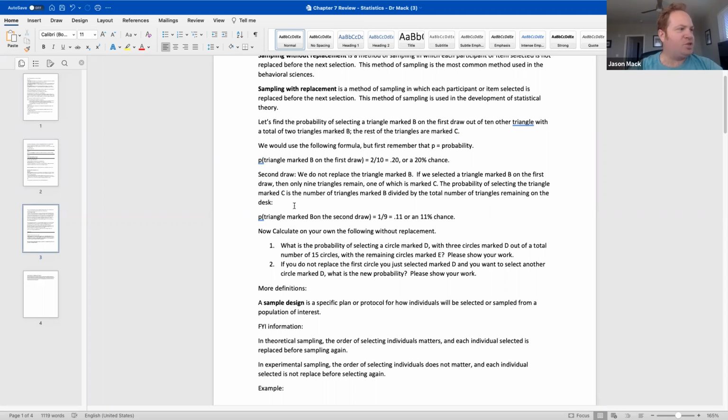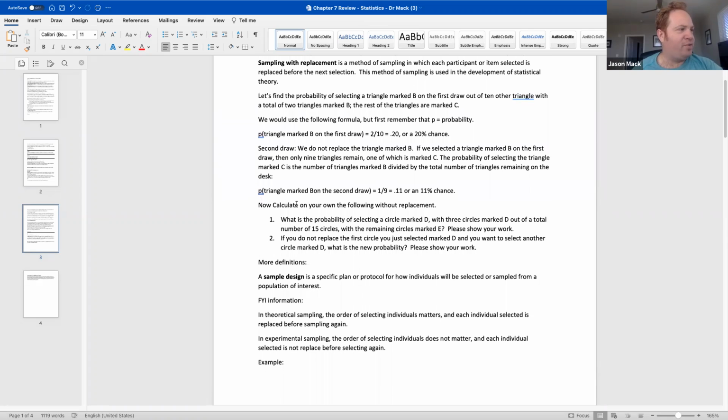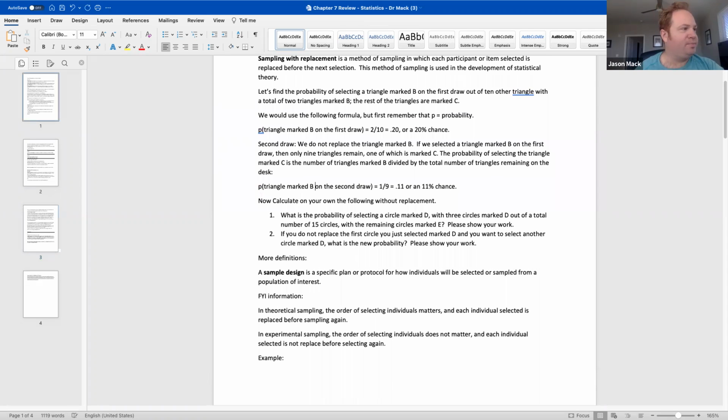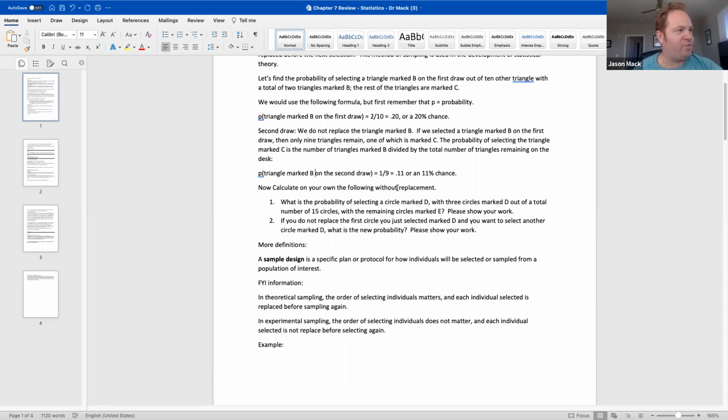we do not replace the triangle marked B. If we selected the triangle marked B on the first draw, then only 9 triangles remain, one of which is marked B. The probability of selecting the triangle marked B is the number of triangles marked B divided by the total number of triangles remaining on the desk. Therefore, the probability of a triangle marked B on the second draw is 1/9, or 0.11, or an 11% chance.